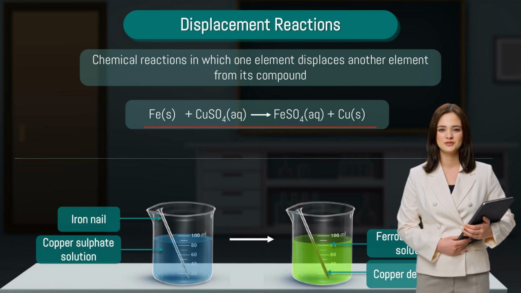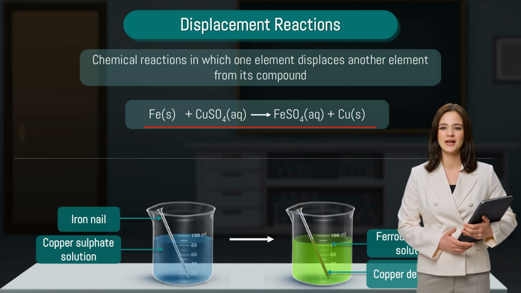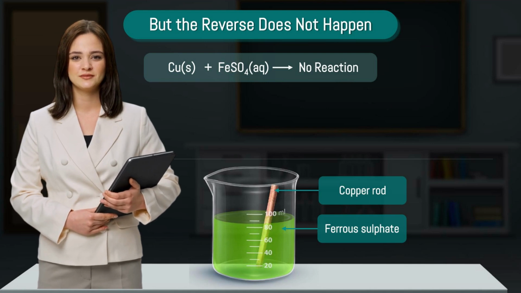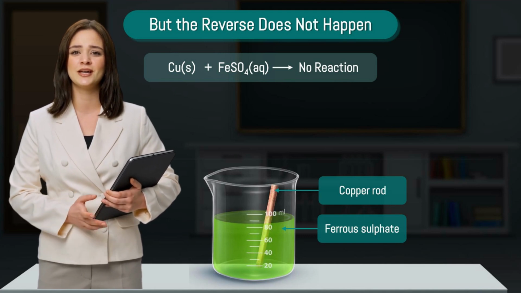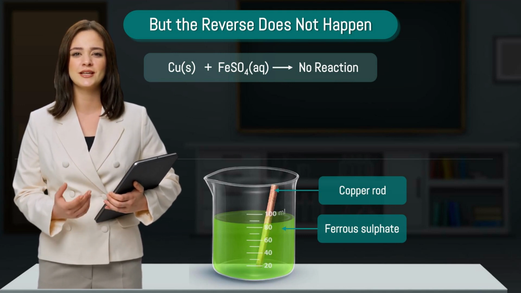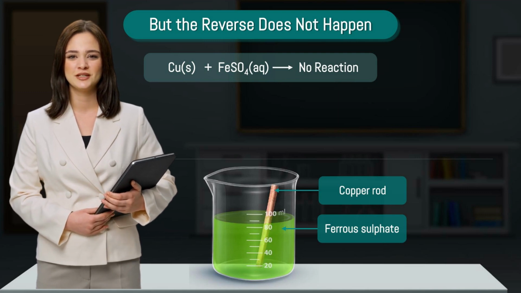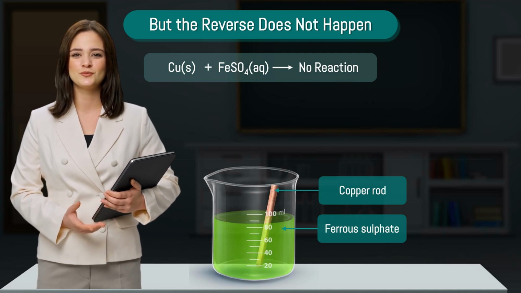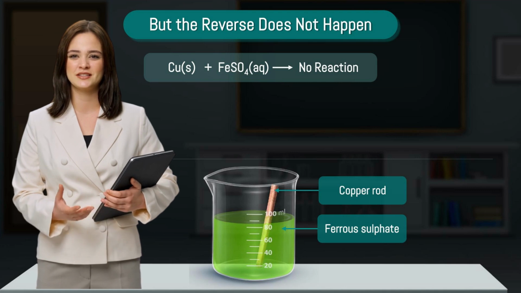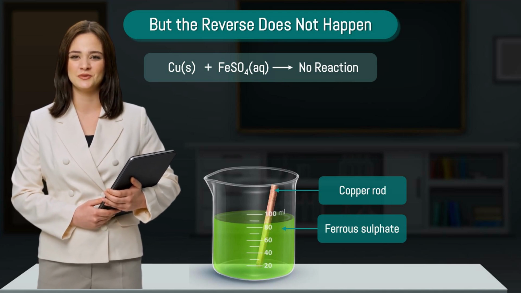The chemical equation for this reaction is Fe(s) plus CuSO4(aq) gives FeSO4(aq) plus Cu(s). Will the reversed reaction be possible or not? Let us see further slides. When a copper rod is placed in ferrous sulfate solution, no reaction occurs. This is because copper is less reactive than iron, and thus cannot displace iron from ferrous sulfate. This highlights the importance of reactivity in determining whether a displacement reaction will occur. Next slide is coming to discuss about reactivity and displacement reaction.